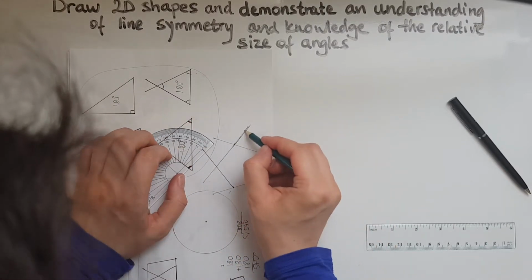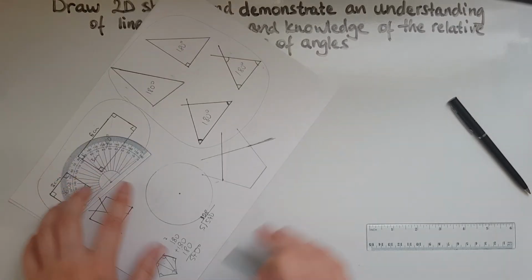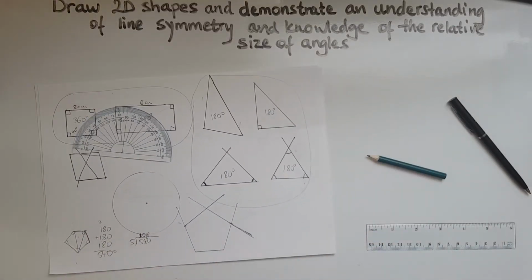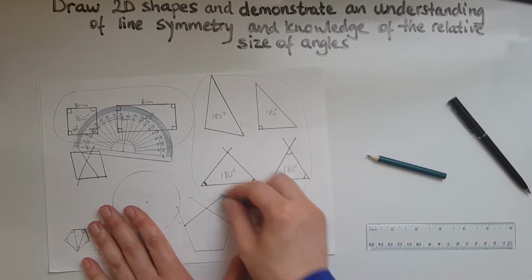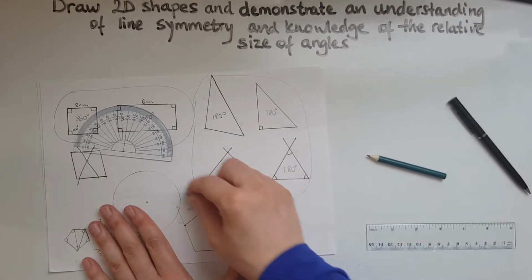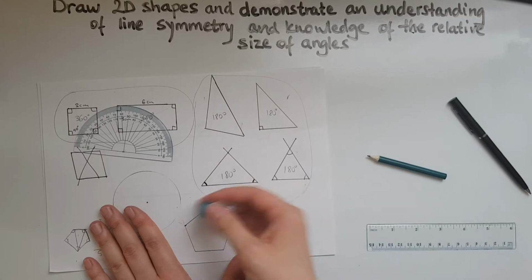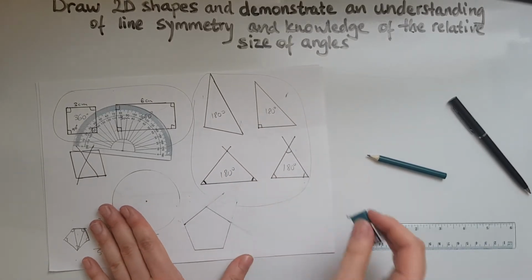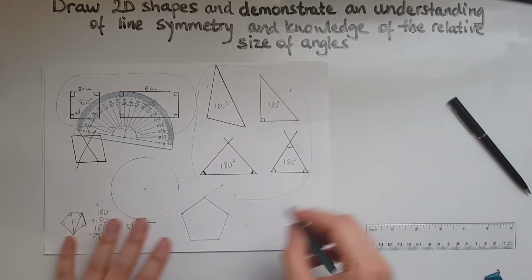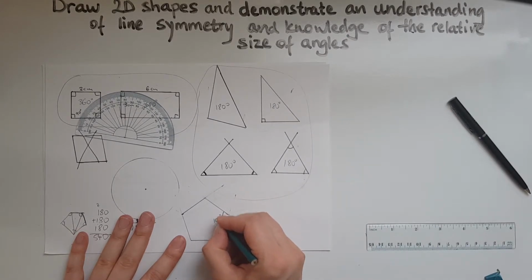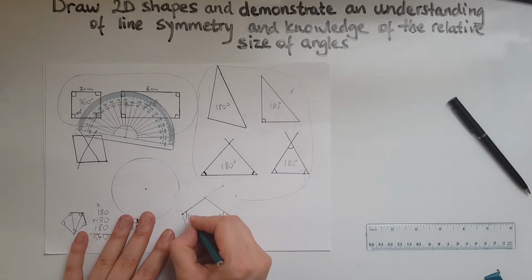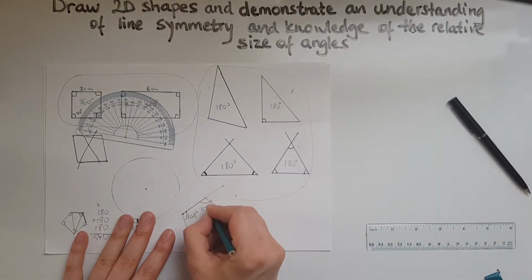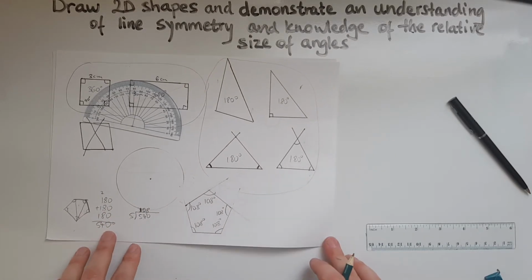That is 108 as well. So I've got a pentagon, a regular pentagon that I've drawn. I will shorten these lines. So I've got a pentagon. This is 108. This is 108. 108, 108, 108. So there is my pentagon.